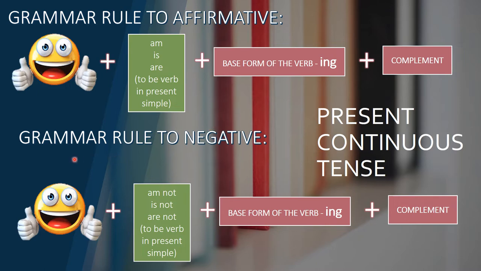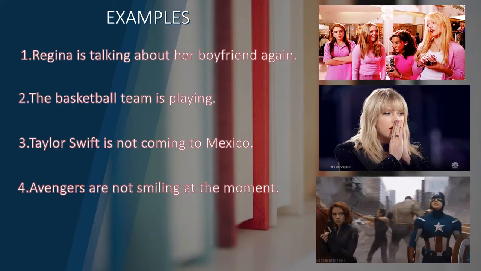Para negativo, grammar rule to negative, vas a agregar el not. Igual tienes el subject o sujeto que dijimos que pueden ser cosas, animales, ciudades, nombres de persona, pronombres personales, etc. Plus am not, is not, are not, ok. Plus the base form of the verb con terminación ing, plus the complement.